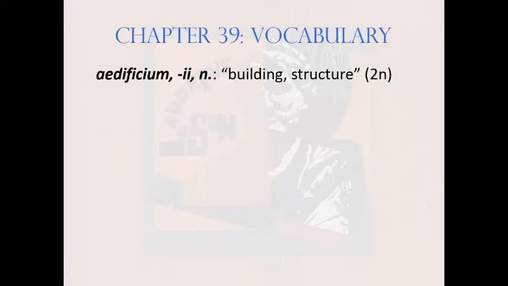To the vocabulary. The first word is aedificium, aedifici, neuter, meaning building or structure. It's a second declension noun, a combination of two bases, aeth, meaning hearth, and fic, meaning make. So to the Romans, an aedificium was at heart a place that had a hearth. Heating and cooking systems are still considered essential in housing.